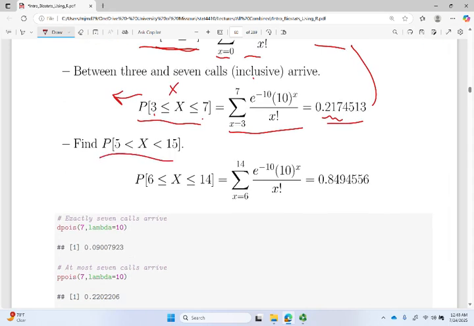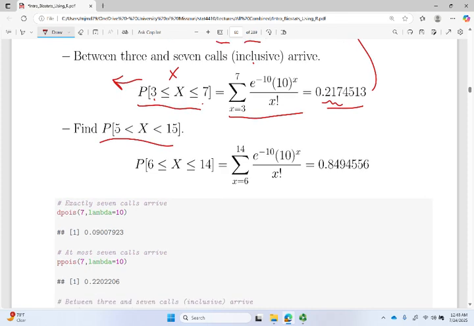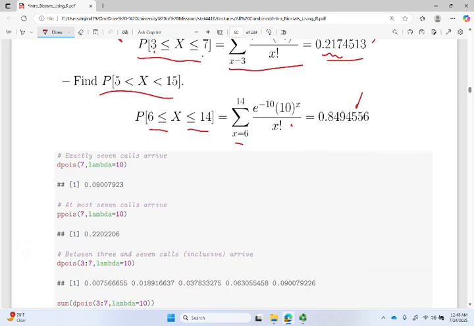Now, to find the probability that we're exclusively between 5 and 15, since x is discrete, that really means greater than or equal to 6 and less than or equal to 14. And again, we sum the values of the density, and we get 84.9.